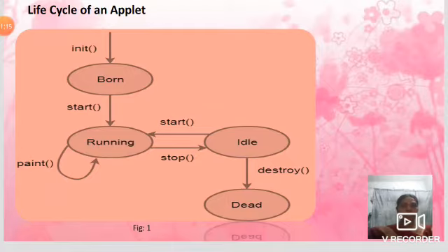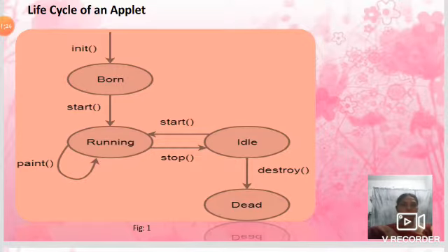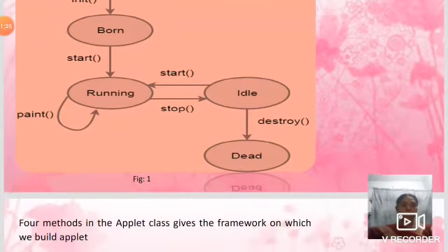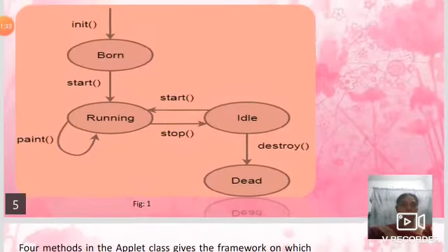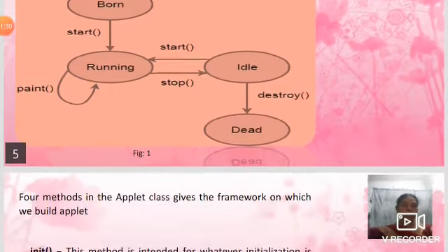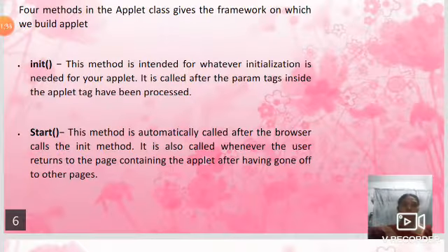Now we are going to see the life cycle of the applet. The life cycle of the applet has four stages: the initial stage, start stage, stop stage, and destroy. And paint is another very important method used in applets. So now we are going to see these four methods. The first one is the init method. It is used for initialization.